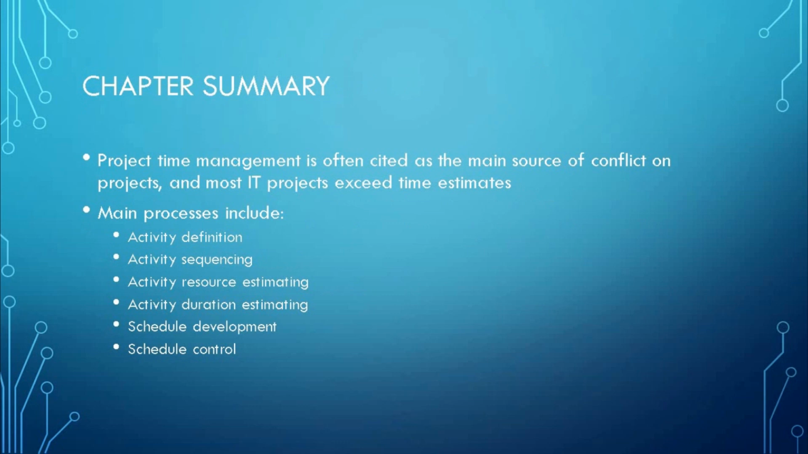All in all, project time management is often cited as the main source of conflict on projects, and most IT projects exceed time estimates. Main processes include activity definition, activity sequencing, activity resource estimating, activity duration estimating, schedule development, and schedule control.